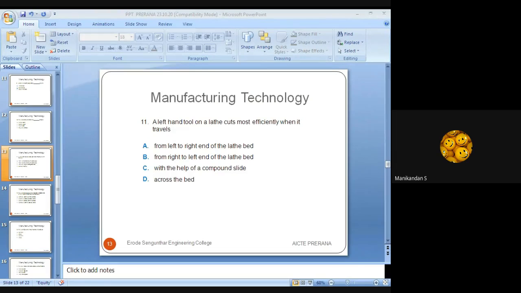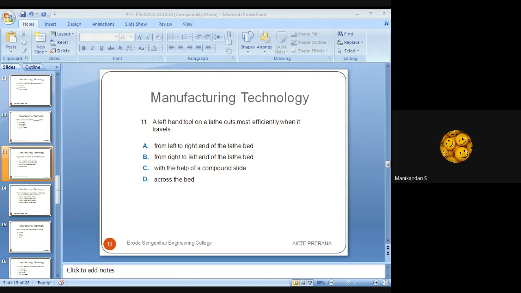Which one is the correct answer? The left hand tool on the lathe cuts most effectively when it travels from left to right end of the lathe bed. Actually, that's the correct answer. It is the common procedure. For the most efficient way, we have to travel from left to right end of the lathe bed.